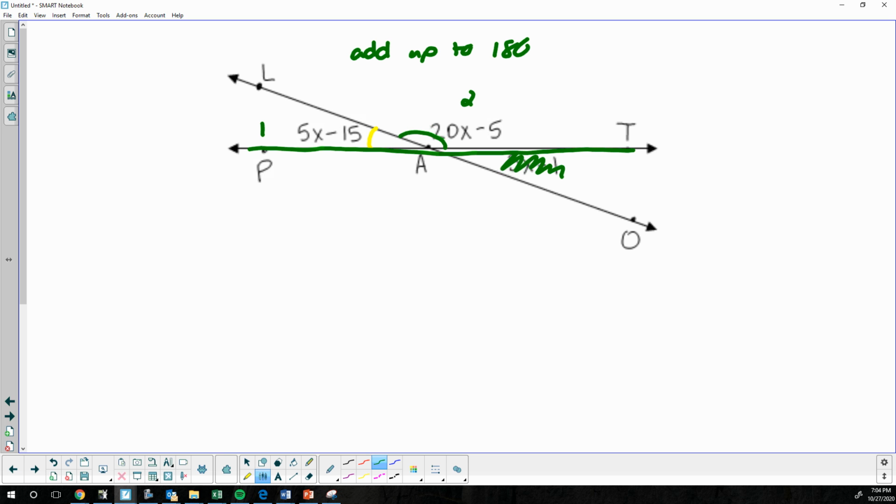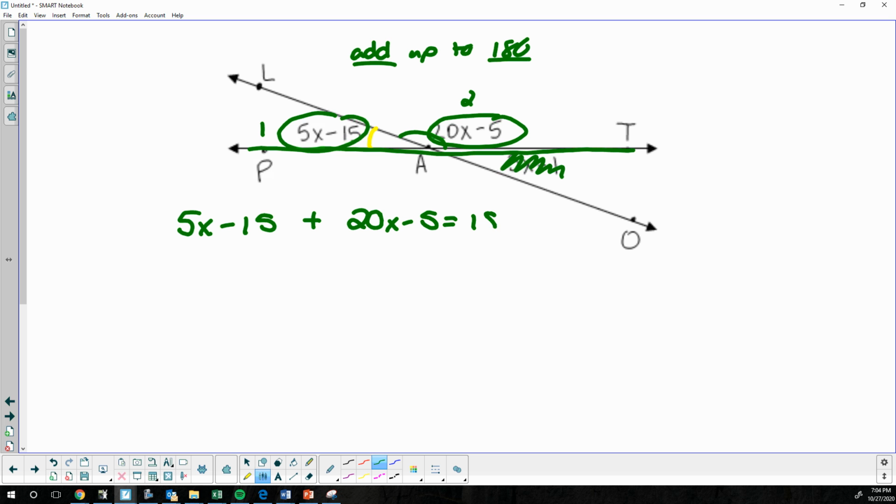So that means that angle 1 and angle 2 add up to 180. So now I can take this one, if I'm writing it out, that's angle 1. Angle 2 is 20x minus 5. I have figured out that they add up, so I know there's a plus in between them, and I figured out that they equal 180, and I have written the equation.